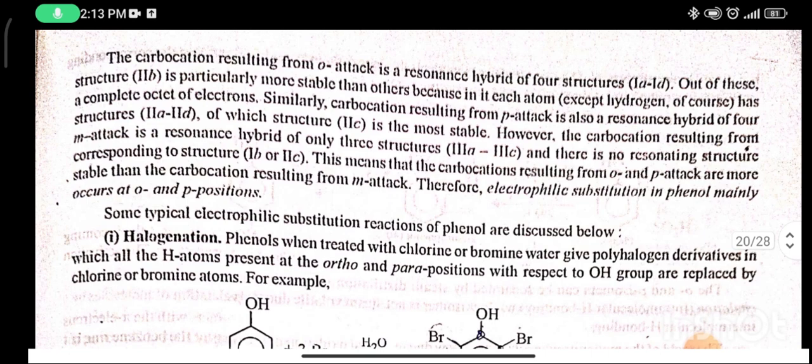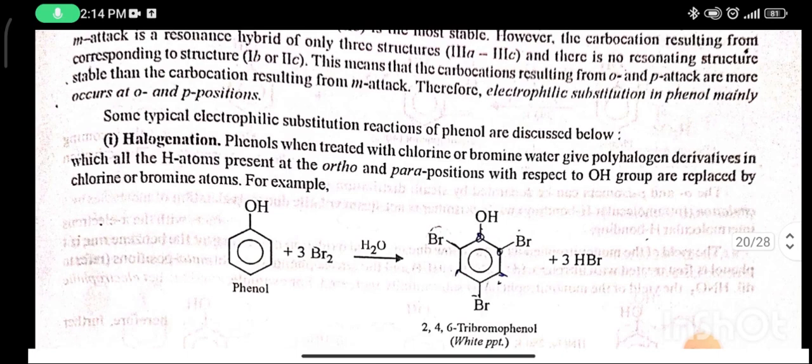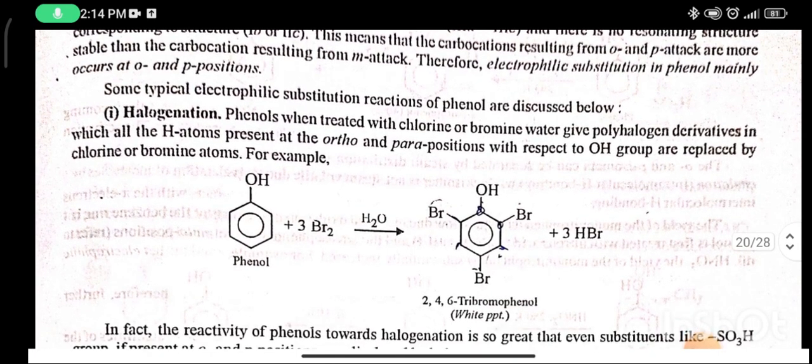Similarly, the carbocation resulting from para attack is also a resonance hybrid of four structures, of which structure 2c is the most stable. However, the carbocation resulting from meta attack is a resonance hybrid of only three structures, 3a, 3b and 3c, and there is no resonating structure corresponding to structures 1b and 2c. This means that the carbocations resulting from ortho and para attack are more stable than the carbocation resulting from meta attack.